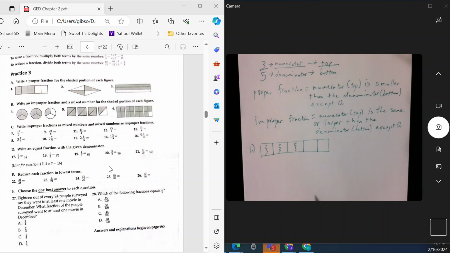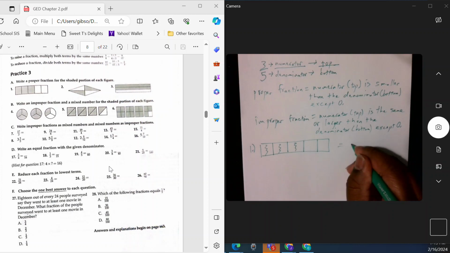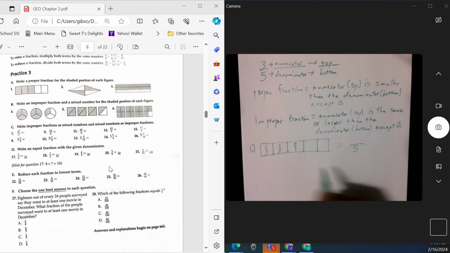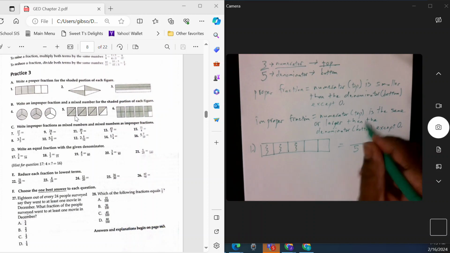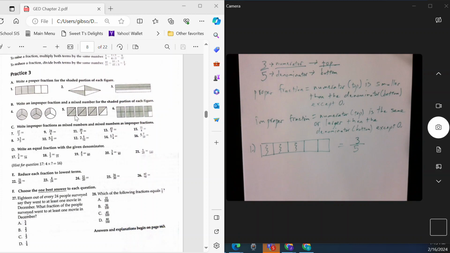So the first thing you would do is count how many you have in this figure, shaded and unshaded. It's 1, 2, 3, 4, 5. So when you write this as a fraction, the bottom is all of it. The bottom of the fraction is the total amount in the one figure. So it's 5. The numerator is what they're asking you to find, which happens to be the shaded portion here. It's 3 that's shaded, so 3 would be your numerator. And that is your final answer for number 1.